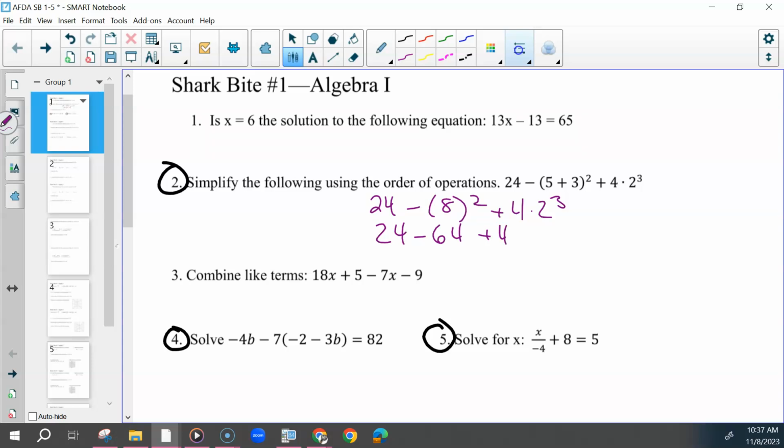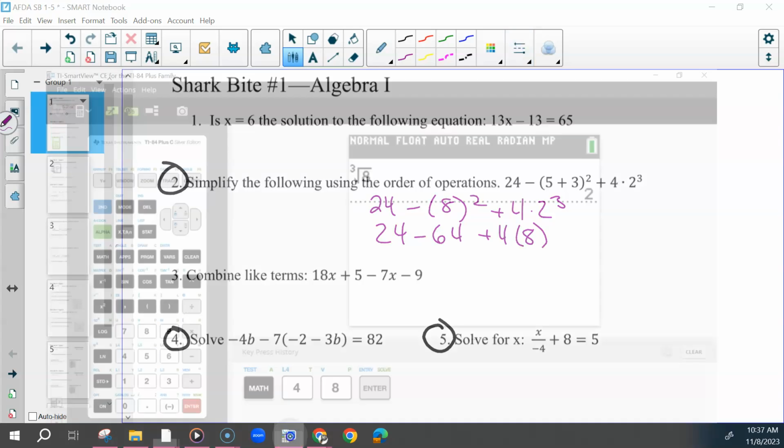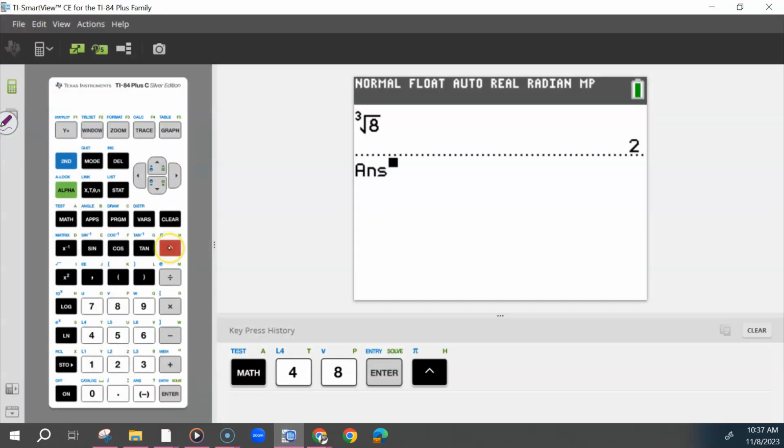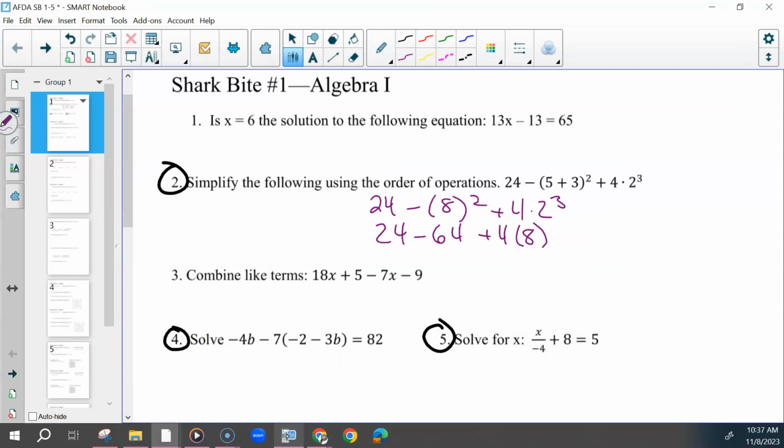2 to the third was 8. If you weren't able to get the third, you use this little button here, and that'll bring it up. And then that became 24 minus 64 plus 32. Whether you did this all at the same time or one at a time, it didn't matter. This would be negative 40 plus 32, which was negative 8. So if you got that, good job. If not, fix it.